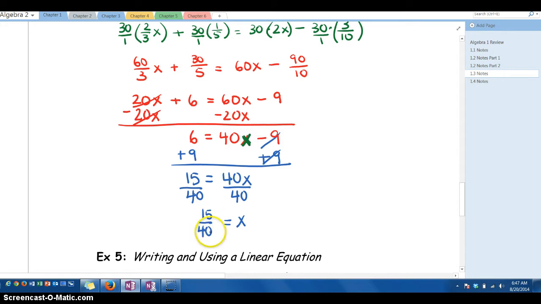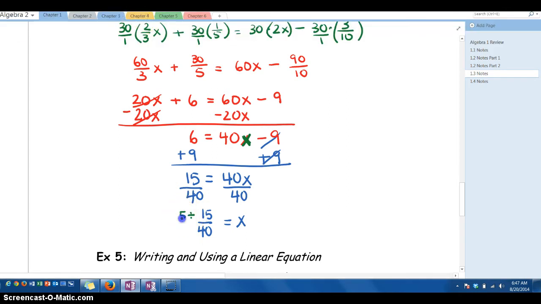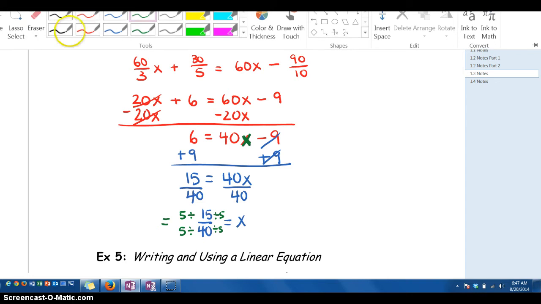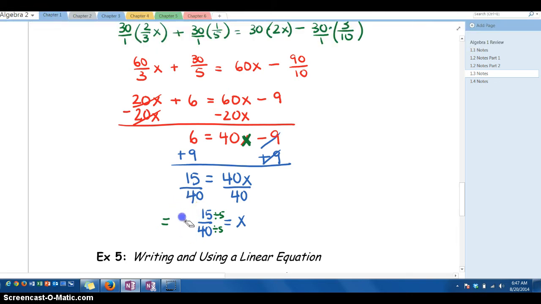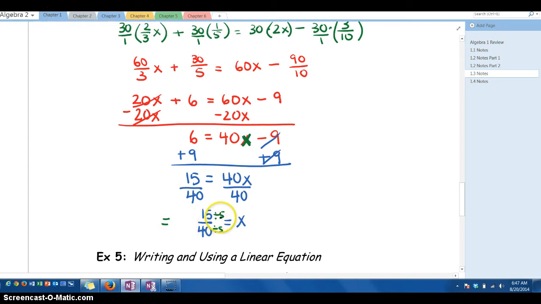Now I do recognize that 15 and 40 have a number in common, and I believe that's 5, so I'm going to divide top by 5, bottom by 5, and that should help me simplify. 15, oh, I should put it on the other side. Hold on. I don't want you to get confused. So I'm going to definitely put it on the other side, or else we do end up getting fractions. So we're going to have 15 divided by 5 is 3, and 40 divided by 5 is 8. So the simplification of that fraction is 3/8, and that's our answer.